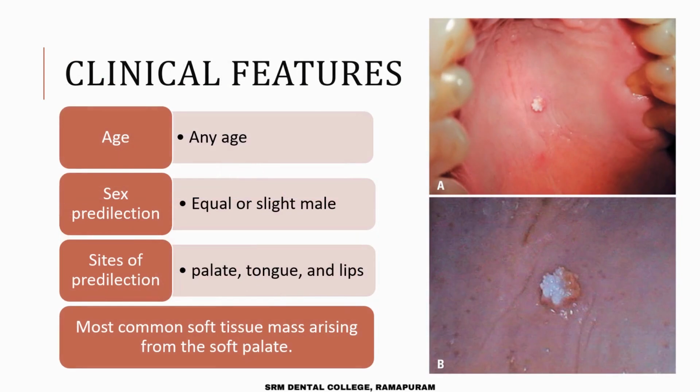So moving on to the clinical features. Squamous papilloma can occur at any age, but it is usually diagnosed in persons between 30 to 50 years of age. There is usually no sex predilection for the lesion, however, a slight male predominance has been noted. Coming to the site of predilection, squamous papillomas are usually seen in the palate, the tongue, and the lips, but any oral site can be affected. It is the most common lesion occurring in the soft palate.